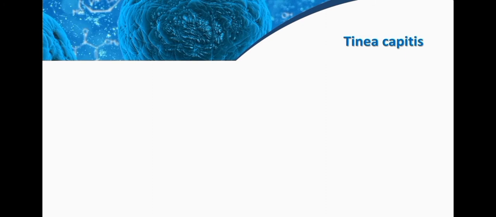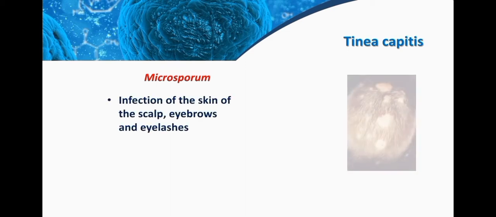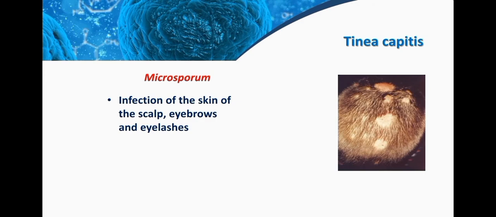First one, Tinea capitis. This disease, as I mentioned earlier, is caused by Microsporum. It mainly infects the skin of scalp, eyebrows, and eyelashes. See more images. The affected area you can see as a circle. Severe hair loss occurs in that area.